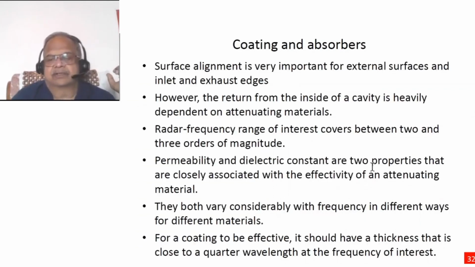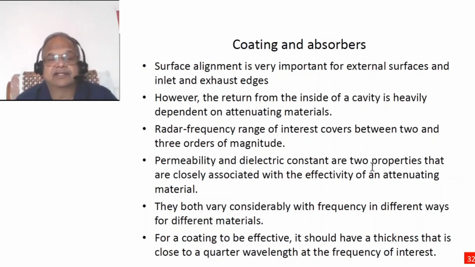Coating and absorbers are another thing which are passive. Surface alignment is very important for external surfaces, inlet and exhaust edges. The returns from inside the cavity are heavily dependent on the attenuating material, basically the kind of material you use for coating. The radar frequency range of interest covers 2 to 3 orders of magnitude. You are not sure what kind of radar frequency is coming in, and the frequencies could span 2 to 3 orders of magnitude. Permeability and dielectric constant are two properties that are closely associated with the effectivity of attenuating material.